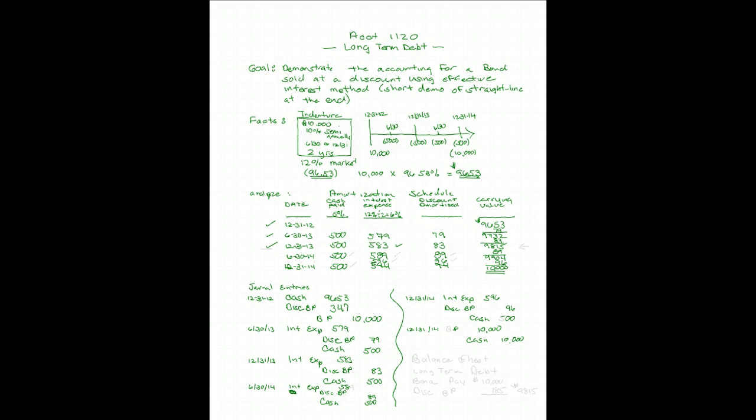How'd you do? First journal entry you should have come up with was interest expense of $589, discount of $89, and cash of $500. And the second entry, interest expense of $596, discount $96, cash of $500. Final entry, pay off the bonds payable. How'd you do? Now, let's have you do something a little bit harder.